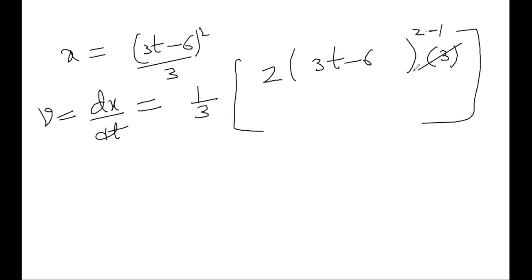Now luckily we can cancel this 3 and this 3. So what are we left with? 2 into 3t minus 6. Yes, this is the final velocity as a function of time.